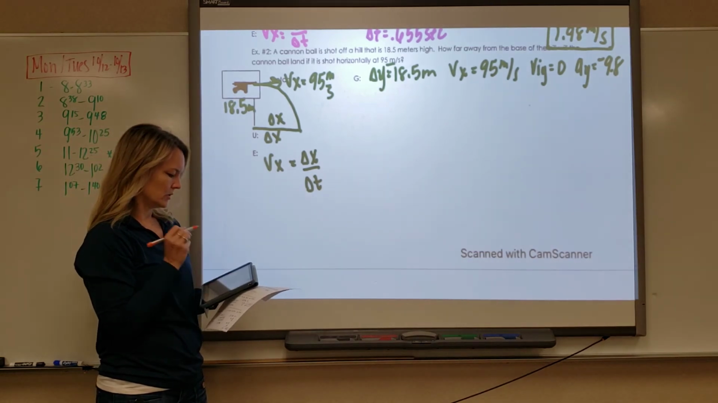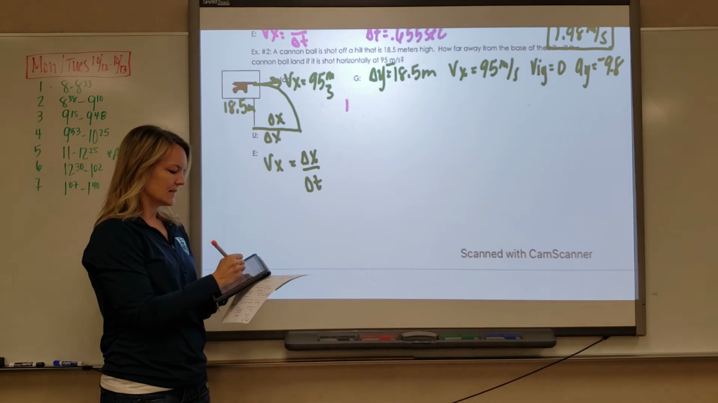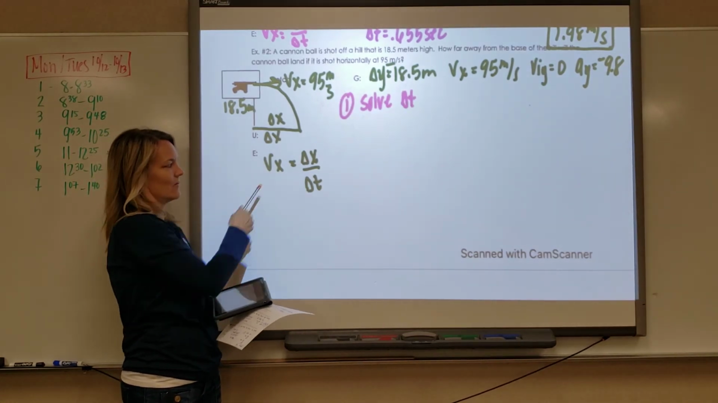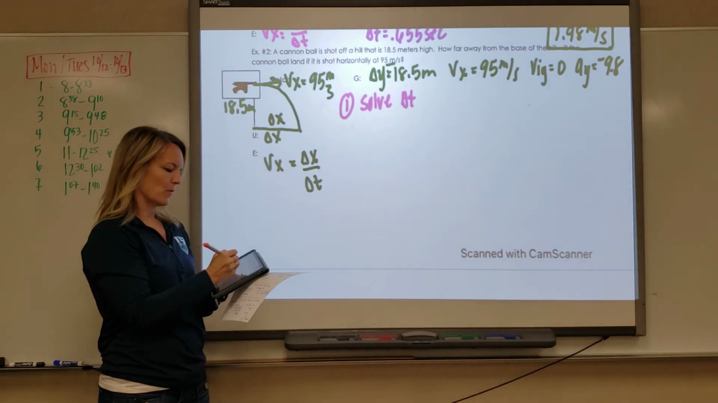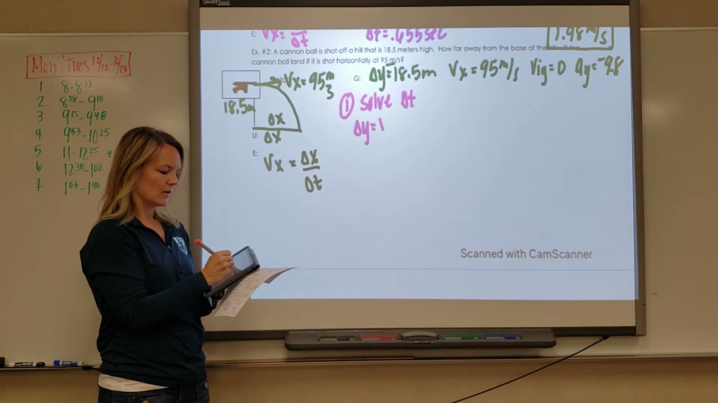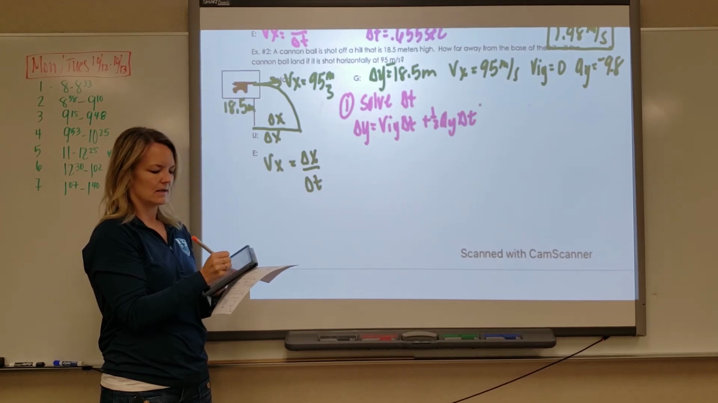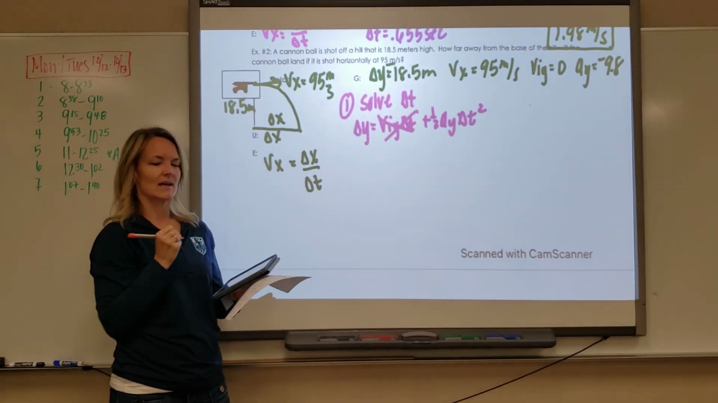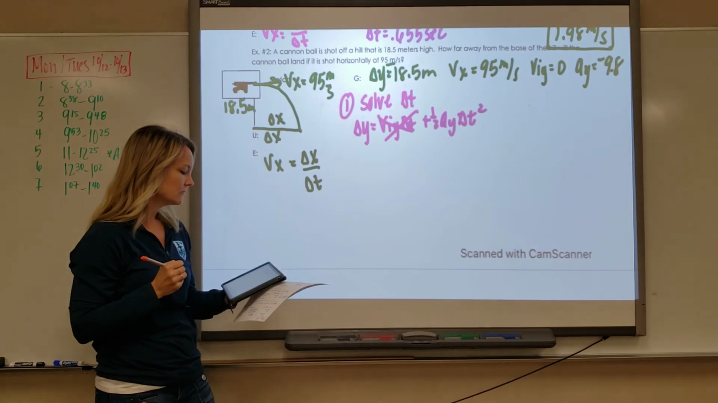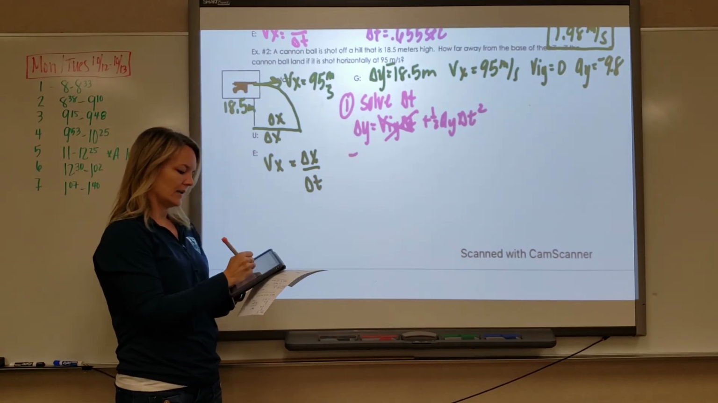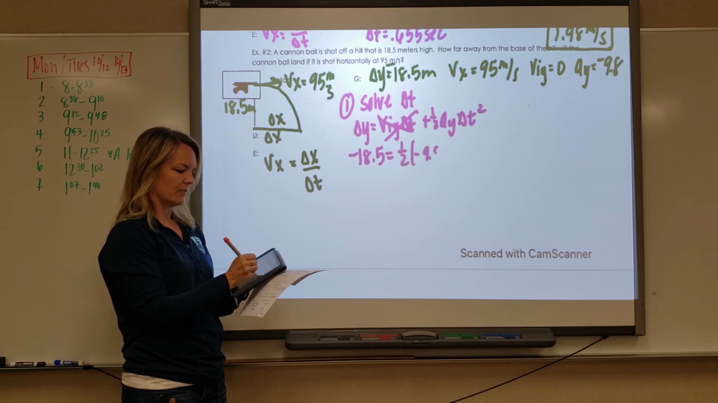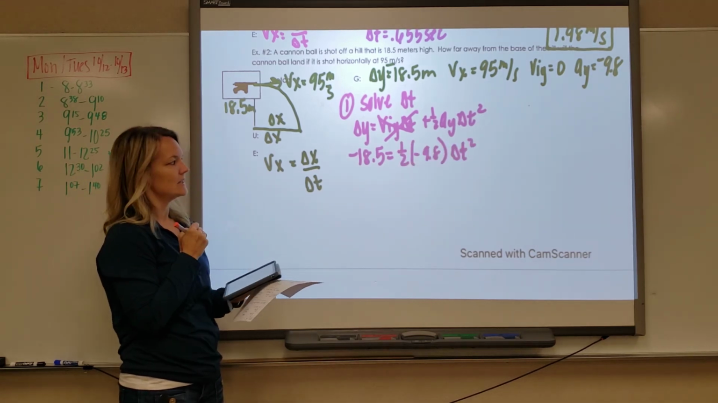Switching colors. Once again, step 1, I need to find the t. I don't have that yet, so I can't solve for delta x without it. I can use my y equation: delta y equals v_iy delta t plus 1/2 a_y delta t squared. The v_iy is equal to 0, which means that first chunk is going to cancel out. From here, delta y, negative 18.5, is equal to 1/2 times negative 9.8 times t squared.